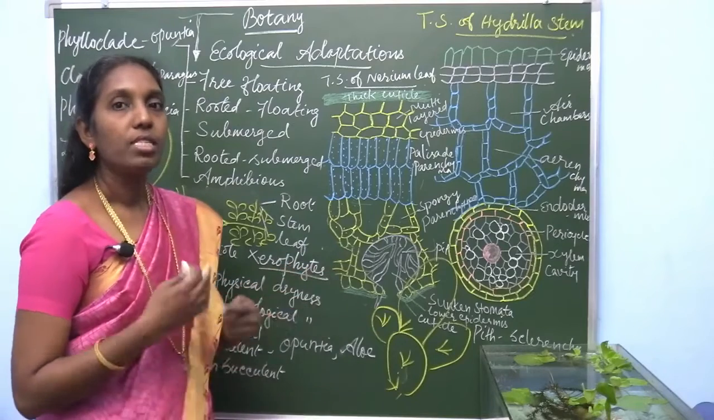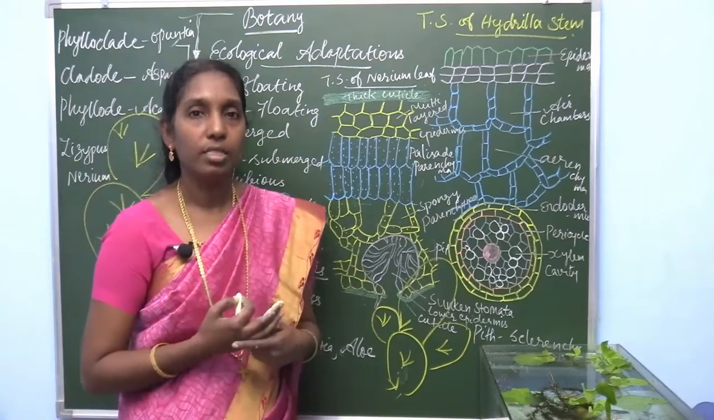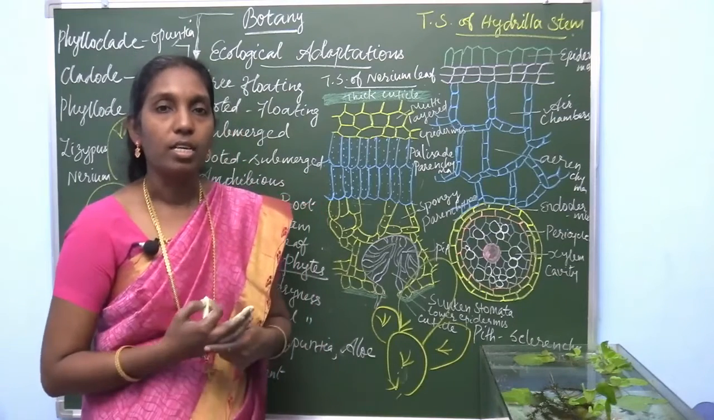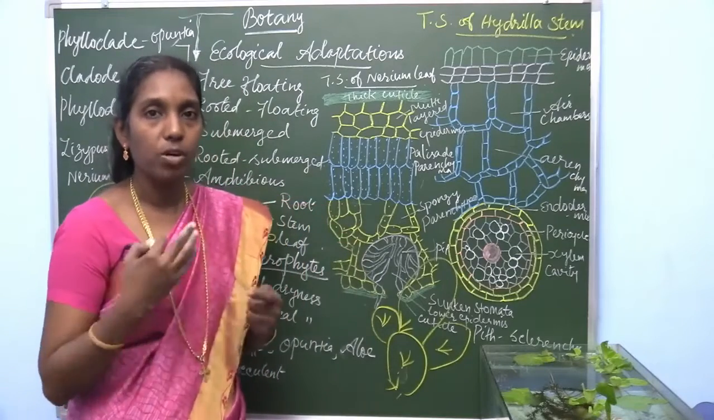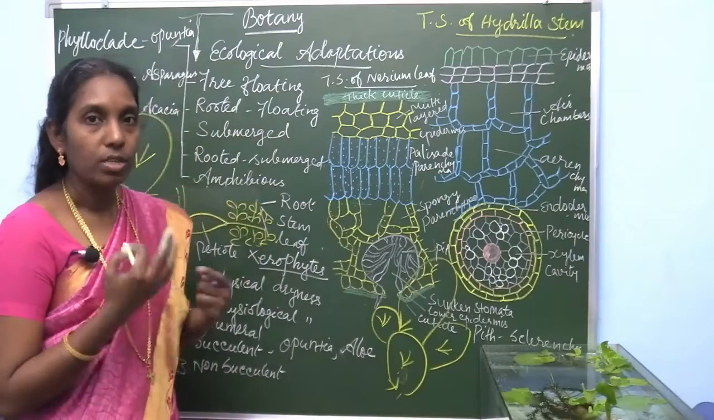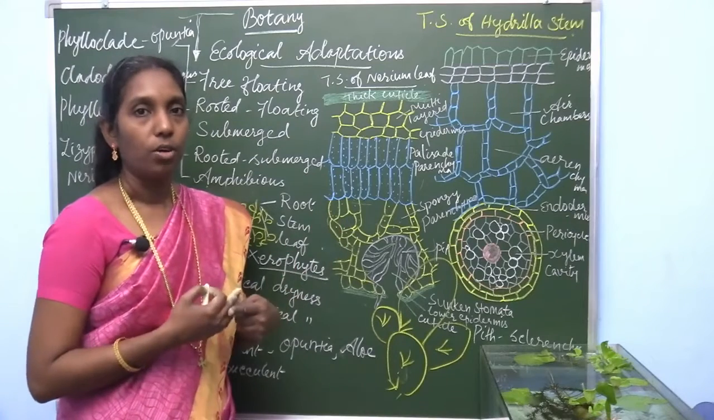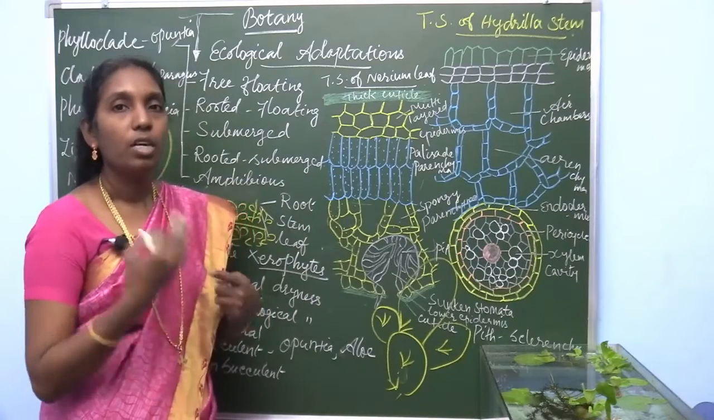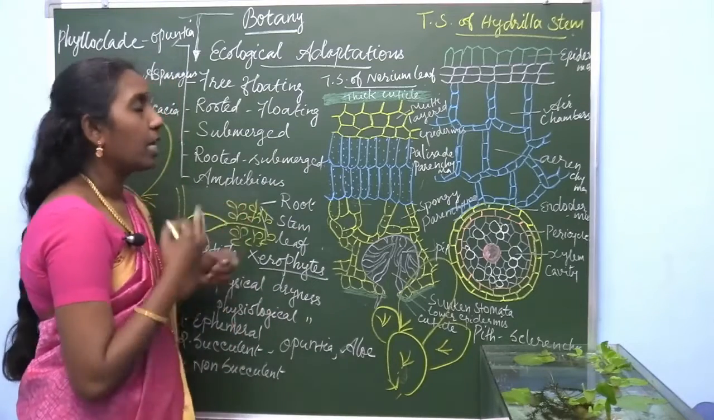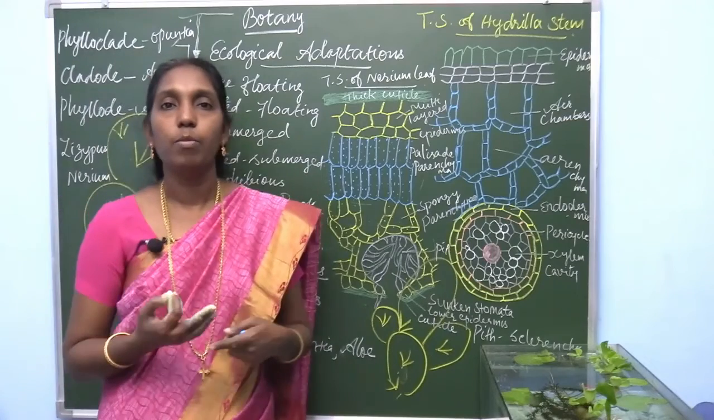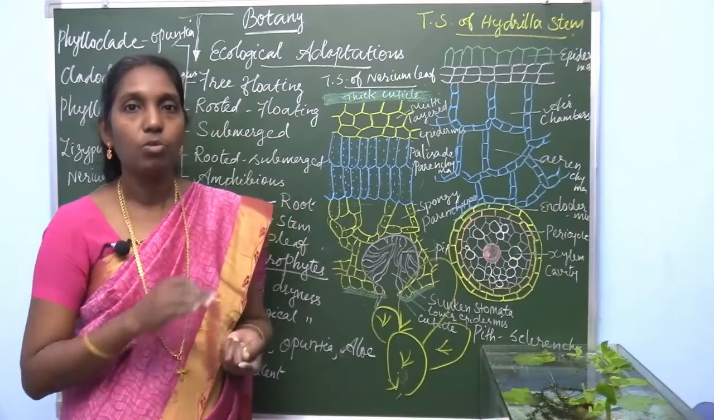One more adaptation: physiological adaptations. What are the physiological adaptations? Physiologically, xerophytic plants are designed so that a number of physiological processes take place within their body to reduce transpiration. What is meant by transpiration? The excess amount of water comes out of the plant from its aerial part.